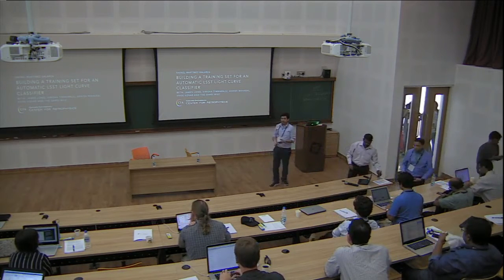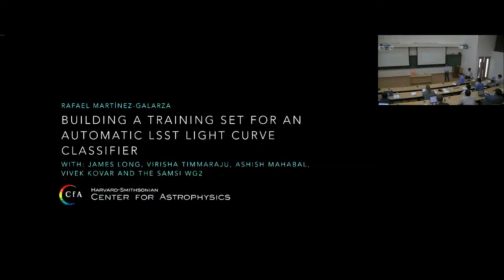So I'm Rafael Martinez. I'm from the CFA. And I want to talk a little bit more about the issue of light curve classification, especially in the context of supervised learning and the issues that arise when you depend on a training set. This is in the context of the SAMC working group two that she's talked about earlier, and also in the context of trying to come up with a data challenge that we can issue for the community to bring their own classification ideas into the problem of classifying light curves.